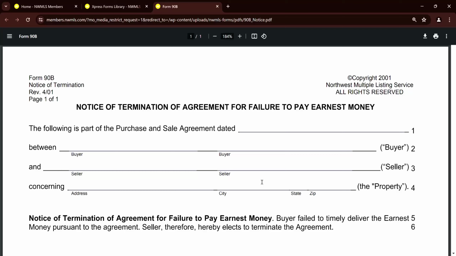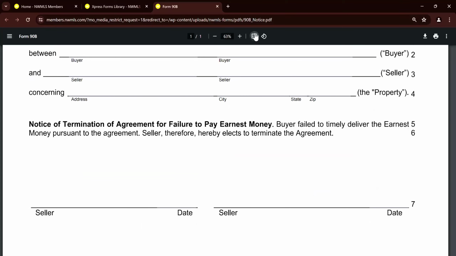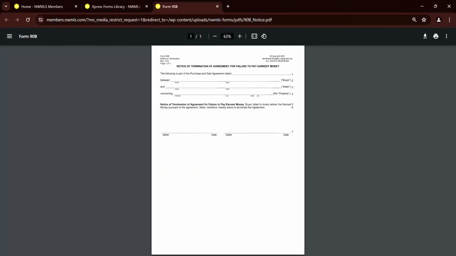And here is the proof, or excuse me, here's the addendum in the event that the seller wants to terminate. There's no other signatures on the line, right? So it's just the seller. Goodbye. They can completely terminate.